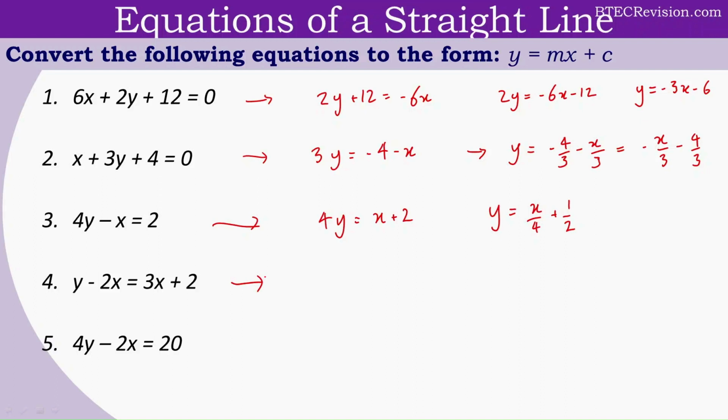Question number 4, we will add 2x to both sides. So that would give us y is equal to 3x plus 2x, which is 5x plus 2. And for question number 5, we will add 2x to both sides. So that's 4y is equal to 2x plus 20, and then divide both sides by 4. So that's y is equal to x over 2 plus 5.